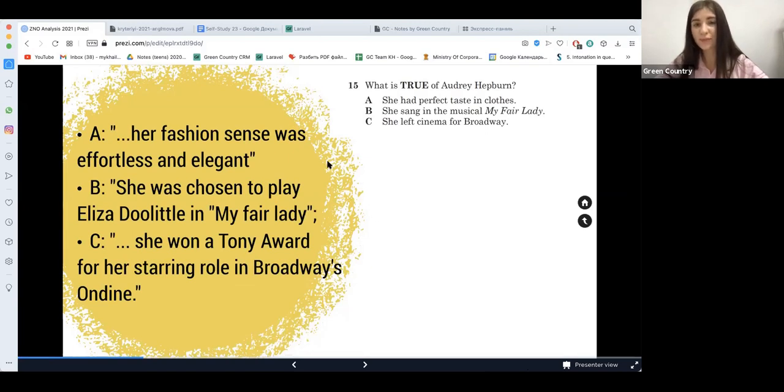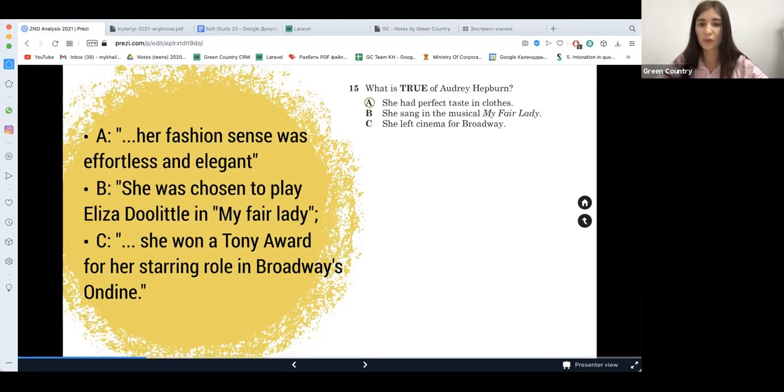Okay, yeah, you're right. She had perfect taste in clothes. So the synonym here is fashion sense, equal to kind of a taste in clothes. But as you see, all other options were mentioned. I mean, My Fair Lady was mentioned and Broadway was mentioned, but in a completely different meaning. So you need to be very careful also when we talk about the meaning of the question.